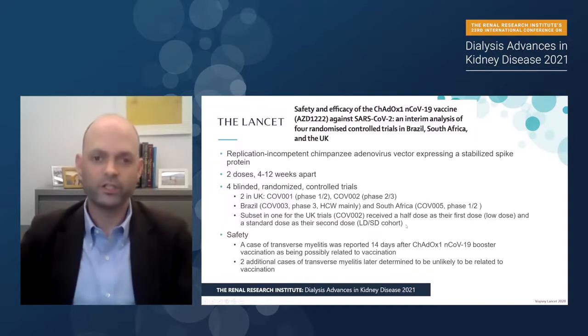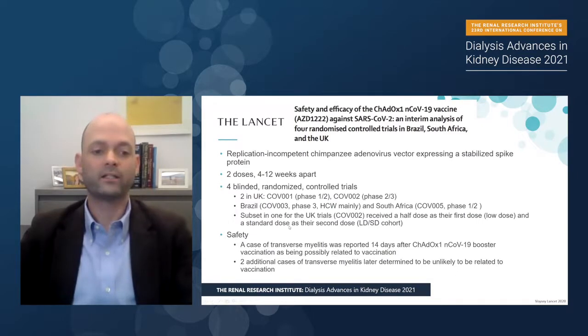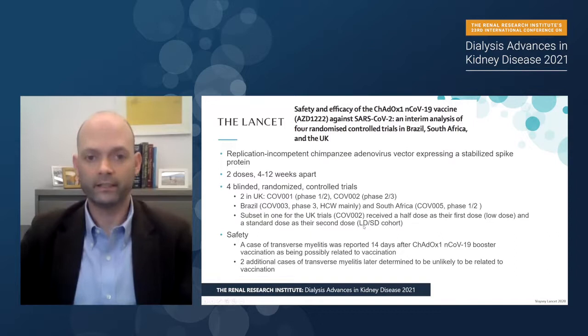Now, you might have heard in the news when the data came out that a subset in one of the UK trials, the COV002, in fact received only half a dose on their first injection, which was deemed a low dose arm, and then a standard dose as the second injection. So this was a little bit of an error in the delivery of the study drug, but had interesting implications. We'll talk about that. But this is sort of the low dose, standard dose cohort.